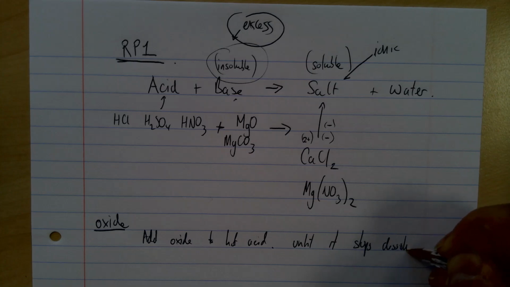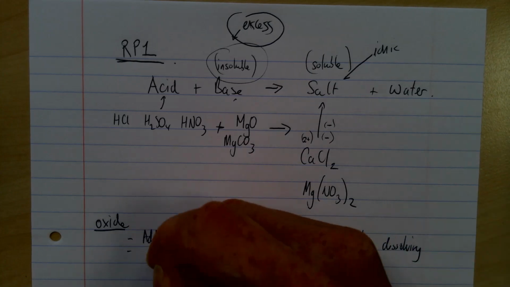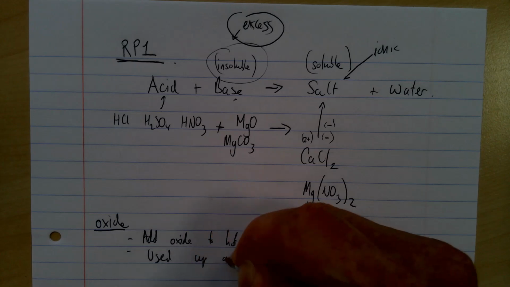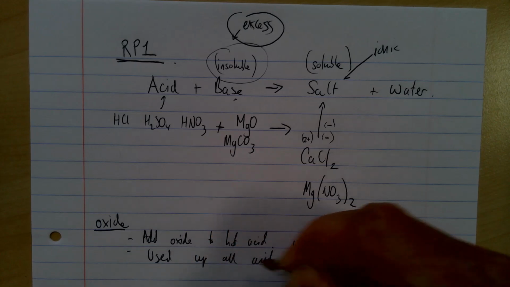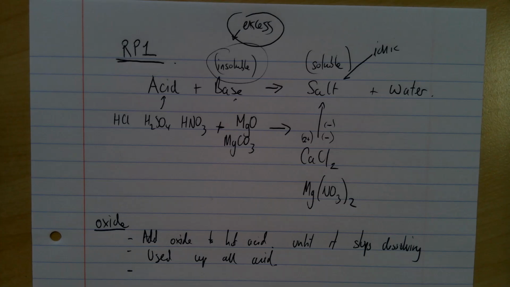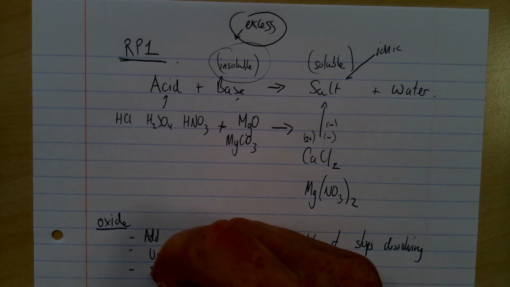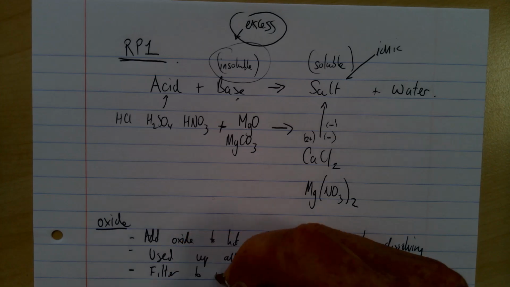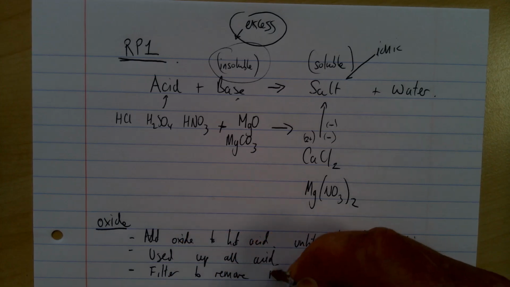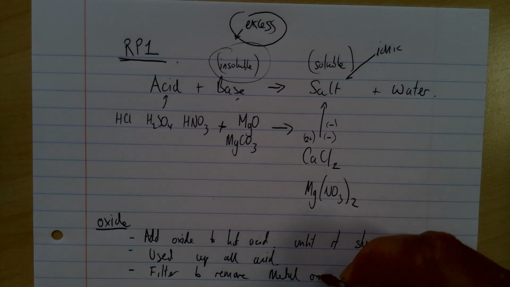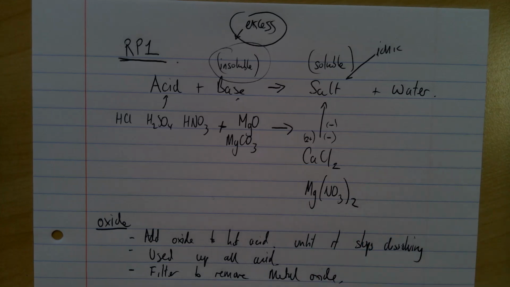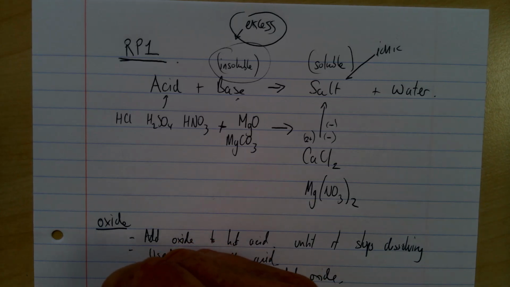And the key thing there is that we've used up all the acid. That means you've got an excess of the base in there, so we filter to remove the metal oxide. The next stage is the same for both. So I'm going to move on to the carbonate now. If you've got a metal carbonate, this is where it's different.